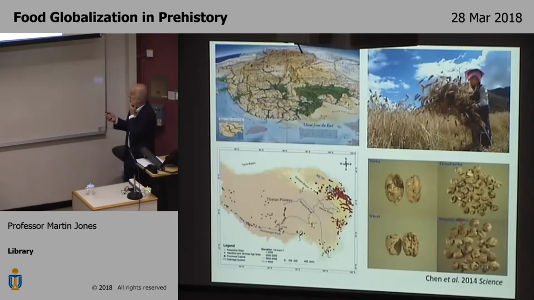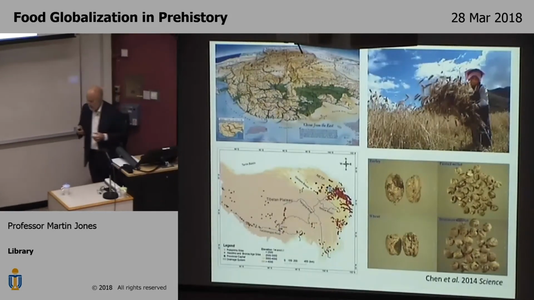And here's some of the crops that you find. Again, the western crops, wheat and barley, and the eastern crops, millet.